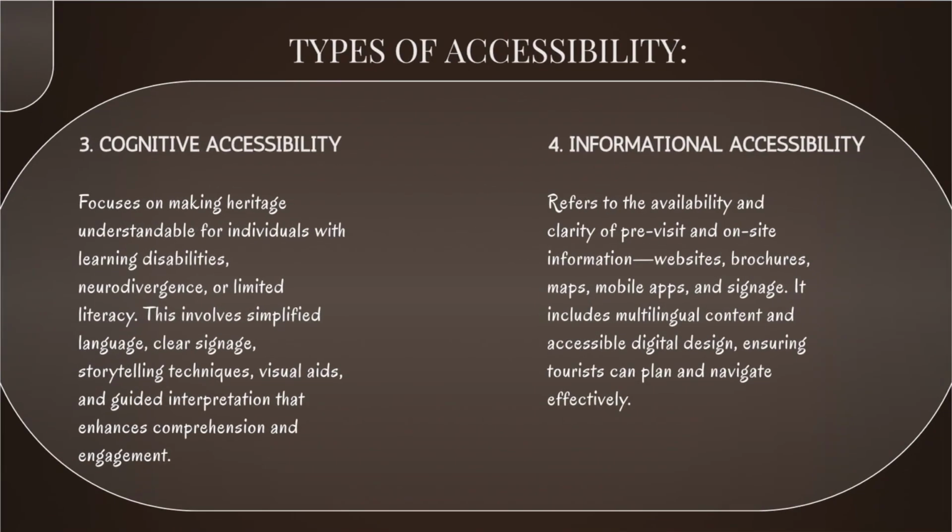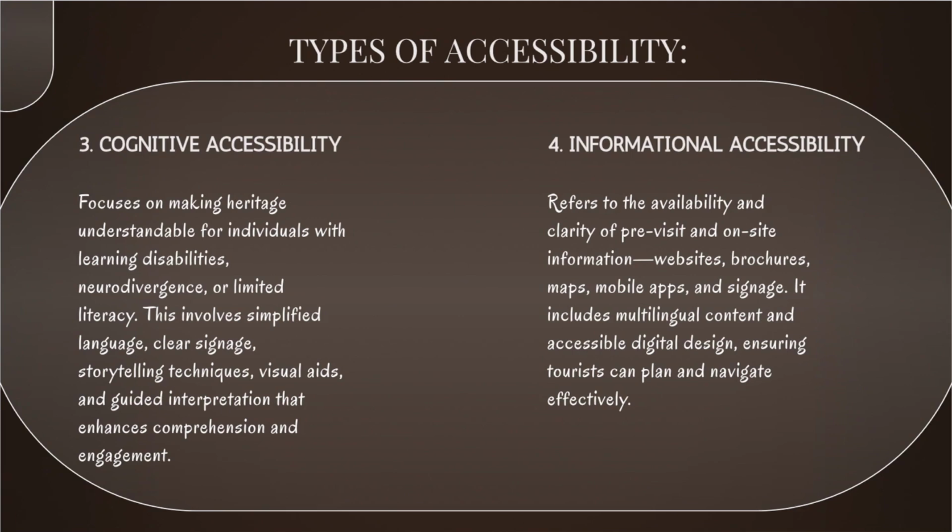The third type of accessibility is cognitive accessibility, which focuses on making heritage understandable for individuals with learning disabilities, neurodivergence, or limited literacy. This involves simplified language, clear signage, storytelling techniques, visual aids, and guided interpretation that enhances comprehension and engagement.